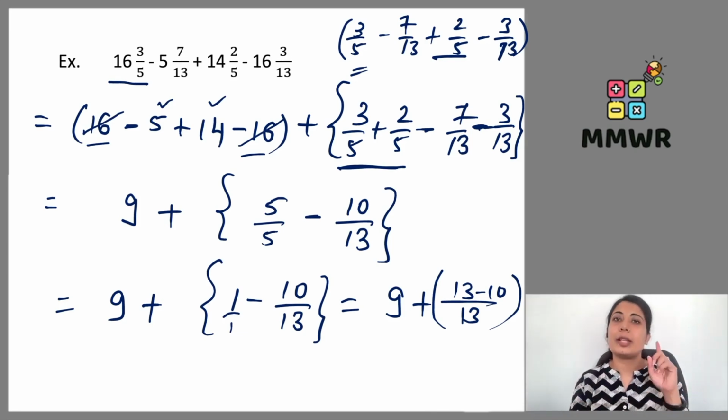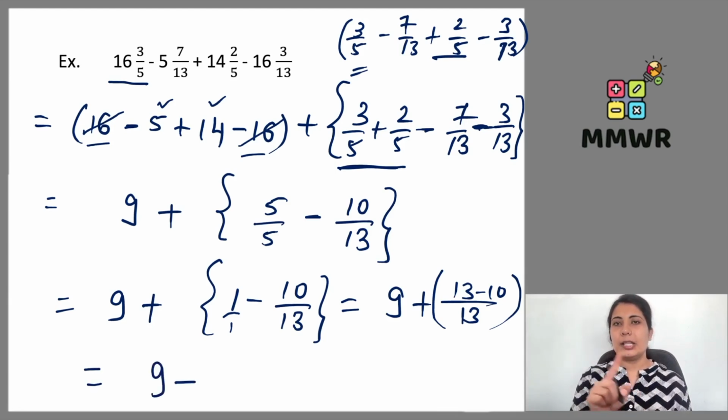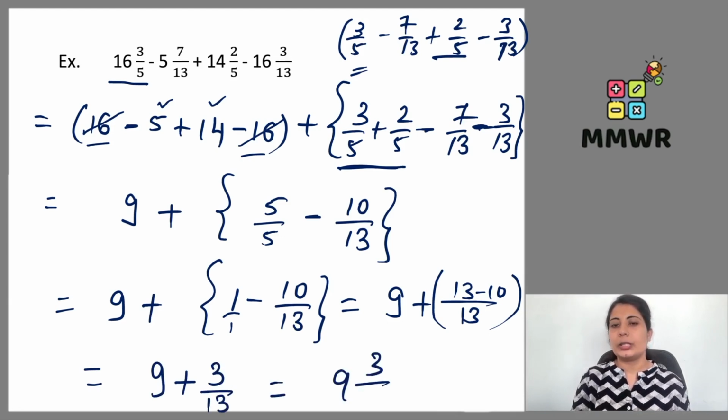So 5 upon 5 can be written as 1. 1 minus 10 upon 13 can be written as 13 minus 10, that means 3 upon 13. So 9 and 3 upon 13 will be the right answer. 13 minus 10 gives me 3 in the numerator. Okay. So this way we simplified the longer, bigger numbers calculation, especially when the number is in the mixed fractional form, with the shortest, best possible way. So 9 and 3 upon 13 will be the right answer. I hope this is easy, right?